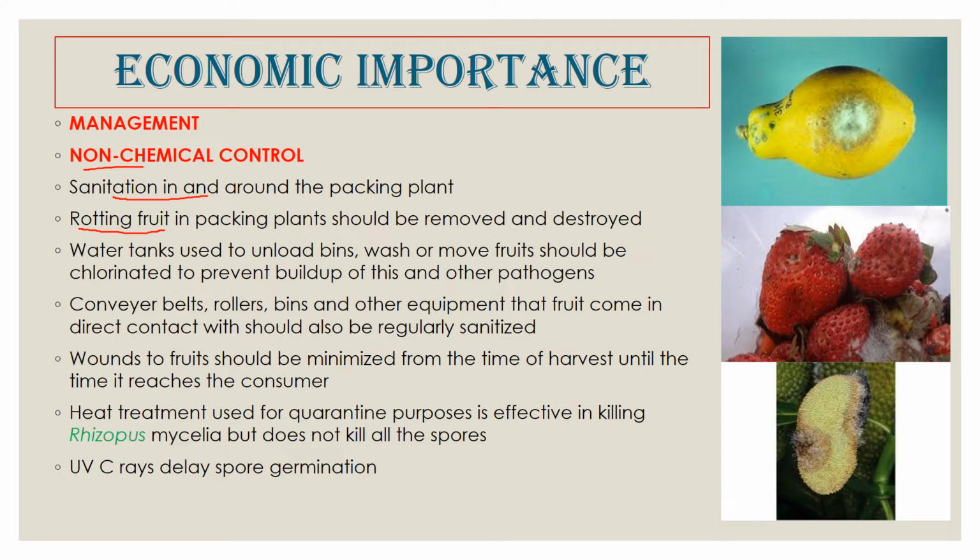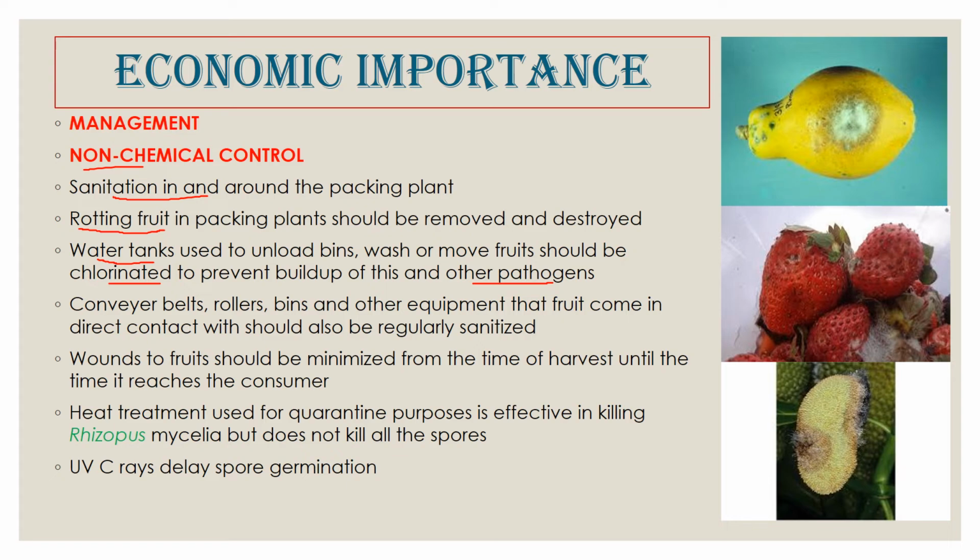This is because the rotting fruits are capable of spreading the infection, because we know that Rhizopus has aerial spores, that is, the spores are dispersed by air current, and any rotting fruit in the packaging unit can cause rotting of other fruits also, so they should be removed. Water tanks that are used to wash the fruits should use chlorinated water, not only to check Rhizopus but also other types of pathogens, bacterial, fungal, all the pathogens.